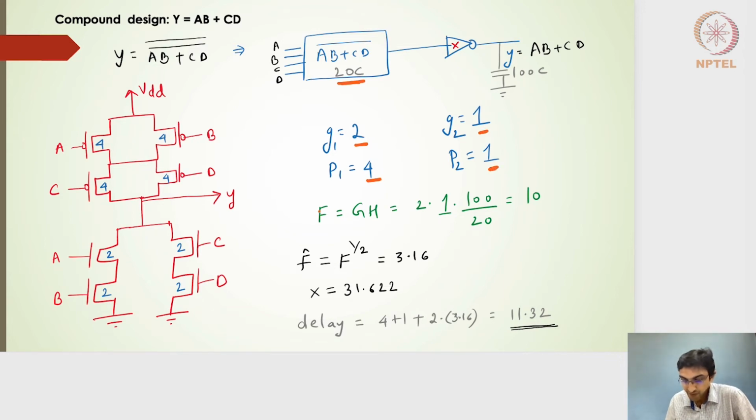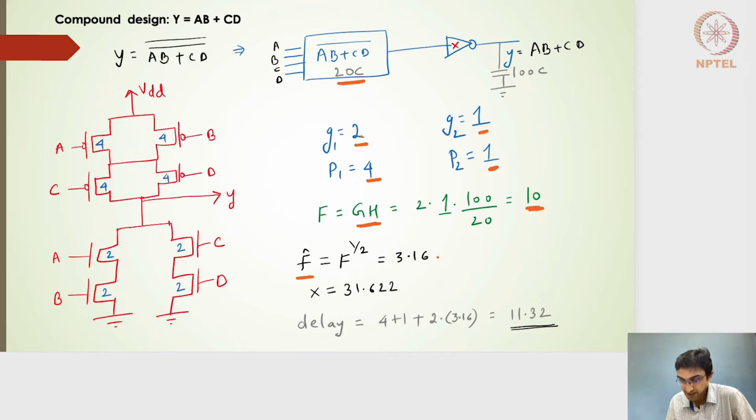So the total F, the path effort, in this particular case will be G into H, which is the multiplication of the logical efforts and the electrical effort. So it turns out to be 2 into 1 multiplied by 100 divided by 20, so it turns out to be 10. And there are two stages. So if I want to find the individual stage effort delay, it will be F raised to 1 by N, the square root of F, which is 3.16.